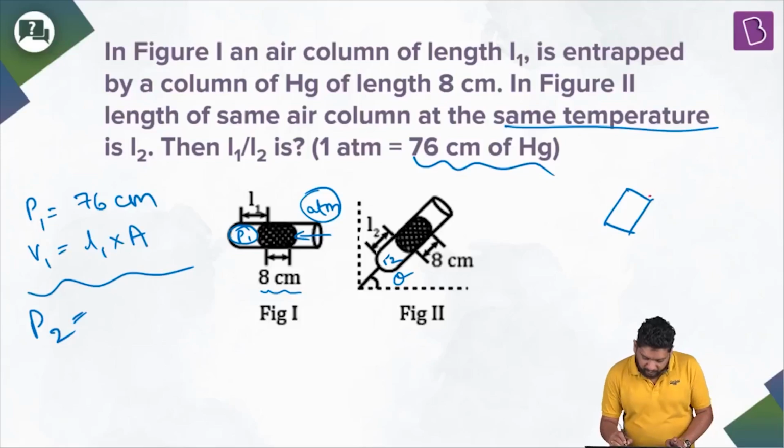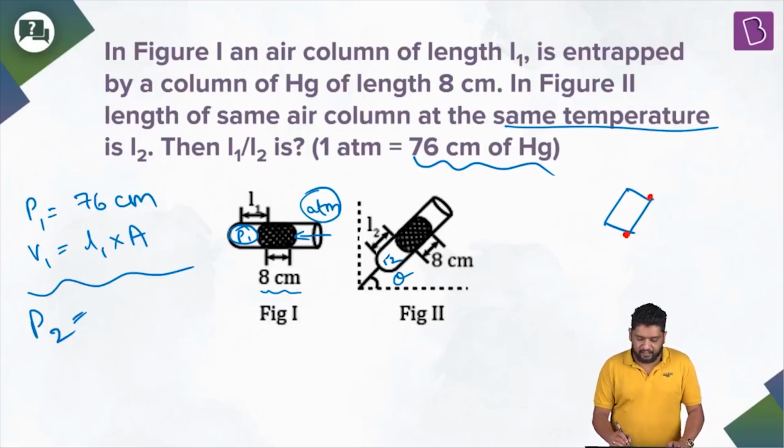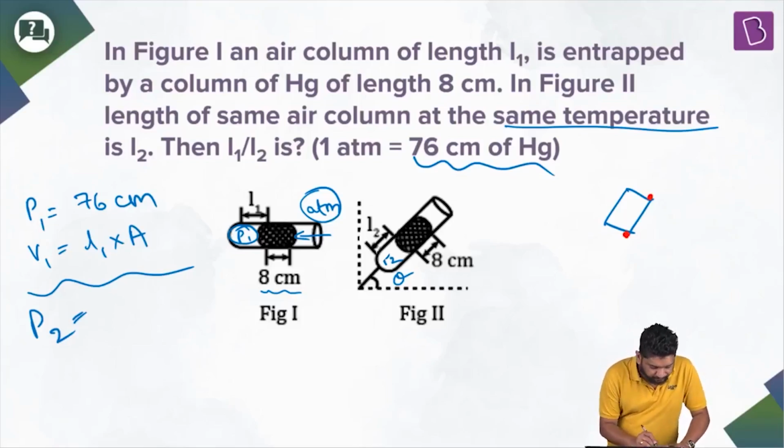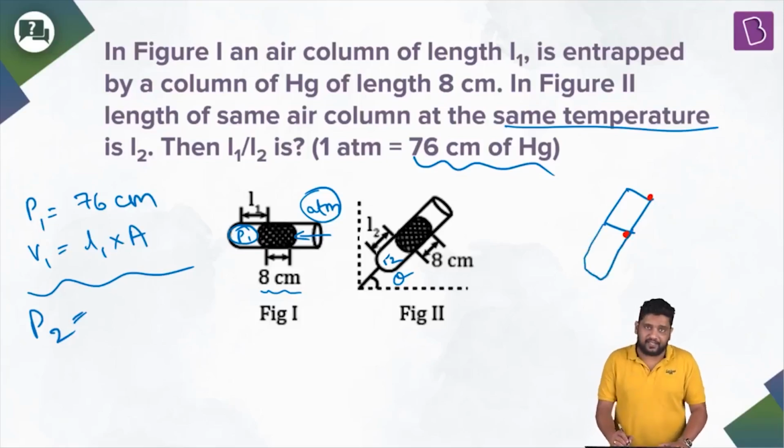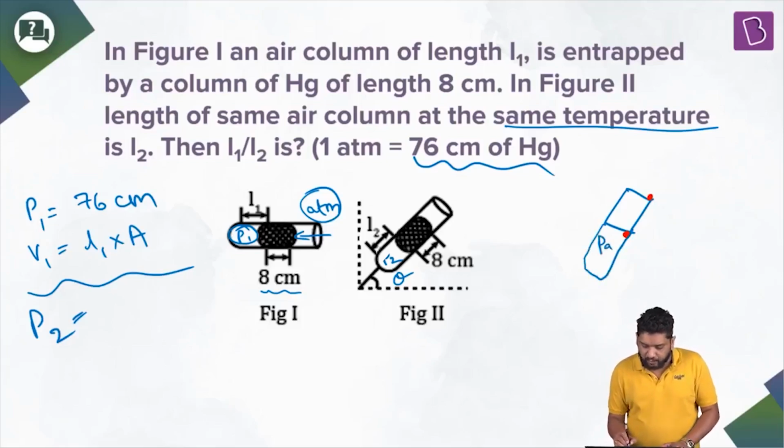Right? So let's look at this point and let's look at this point. As far as this bottom red point is concerned, of course it is inside the air column. So this is my air column. The pressure at the bottom red dot is going to be the air pressure there, P2 basically. It was called P2 here.